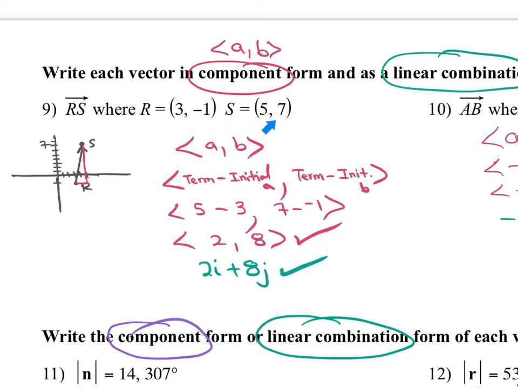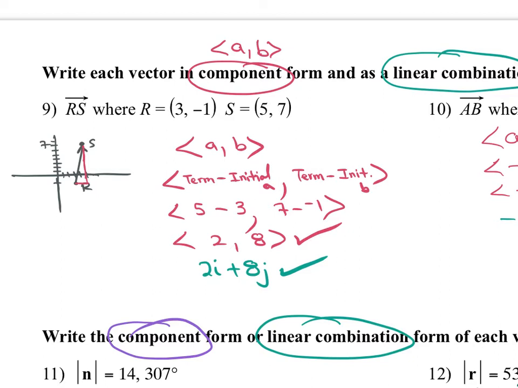Again, that's terminal minus initial. So then we do 5 minus 3, which gives us 2, and 7 minus -1 gives us the 8. So the vector in component form is 2, 8. And then in the linear combination form, which is just i and j components, it'll be 2i plus 8j.